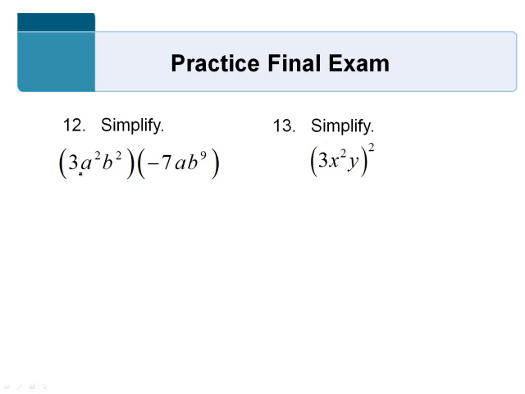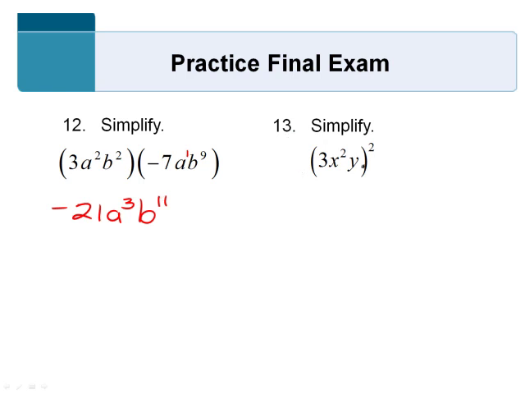So number 12, you're multiplying. So we're going to multiply the coefficients. 3 times negative 7 is negative 21. And then add the exponents on the a's and b's. So on the a's, we're going to get a to the third. And on the b's, 2 plus 9 gives me 11. All right, and that's it for number 12.